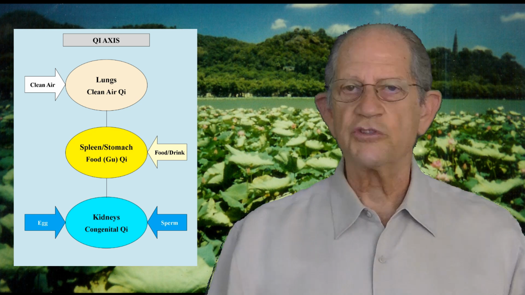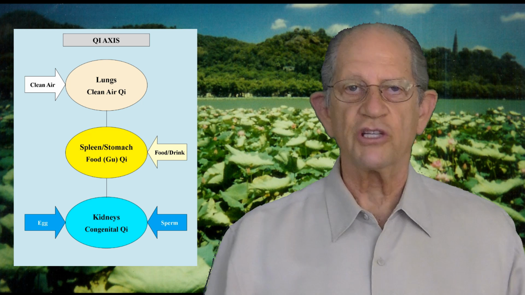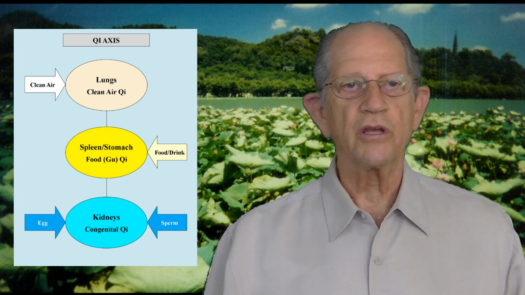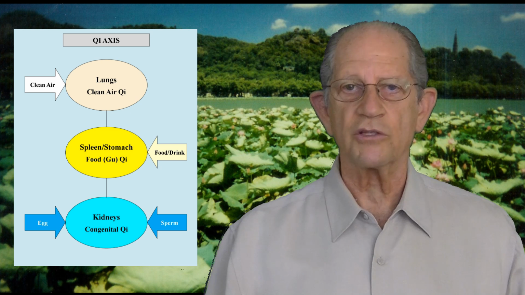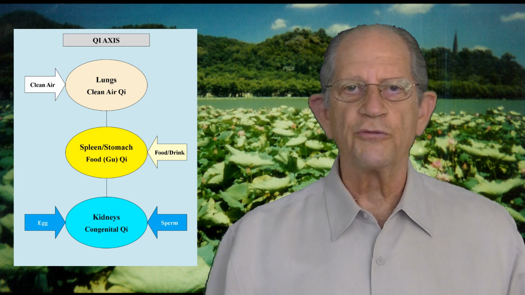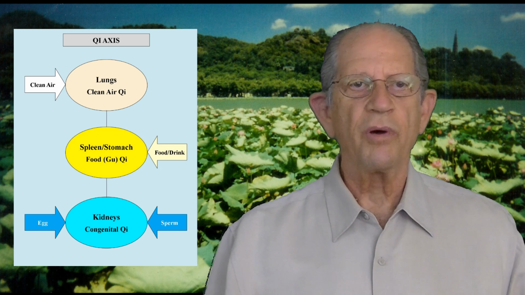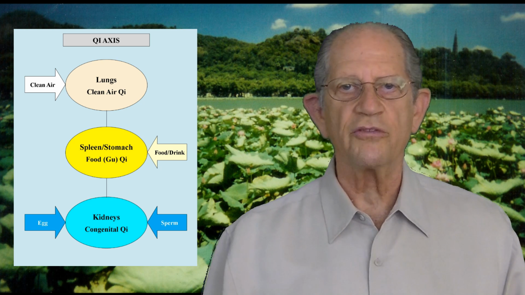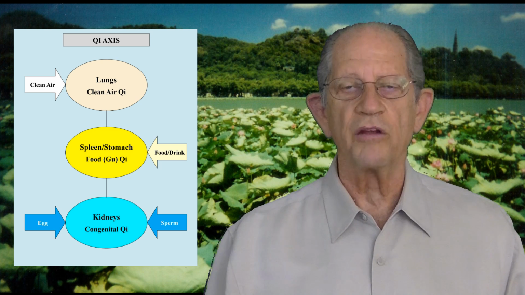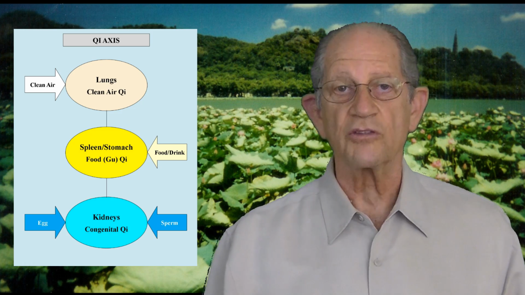The next source of Qi is called clean air Qi. It is received by the lungs and transformed into Qi that performs different specific functions from kidney Qi. And the last source of Qi is food and drink, which is received by the stomach, processed and sent to the spleen pancreas for transformation into Qi that again performs different specific functions from kidney or lung Qi.